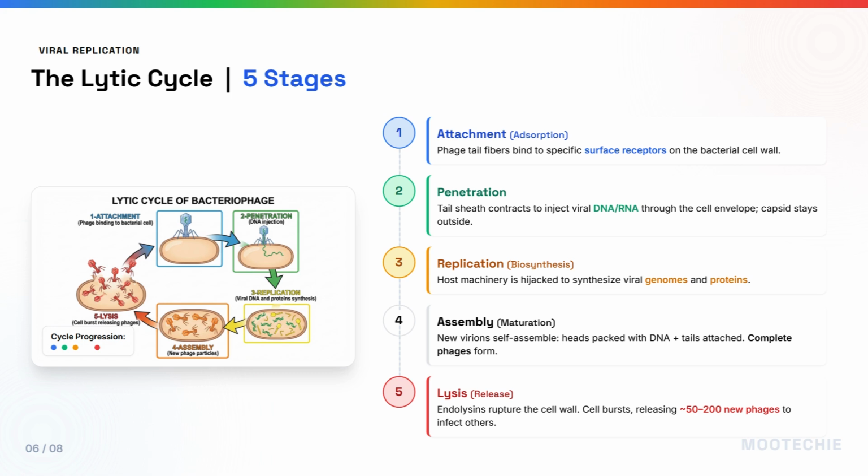Fourth, assembly or maturation. This is where the new viral components self-assemble. The heads are packed with the freshly copied DNA and the tails are attached. Complete infectious phages form inside the doomed cell.